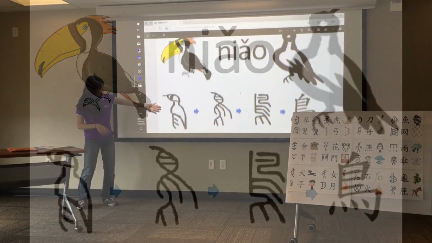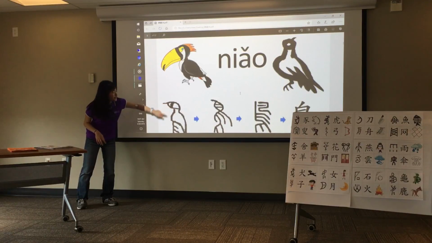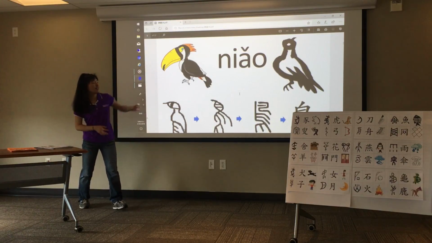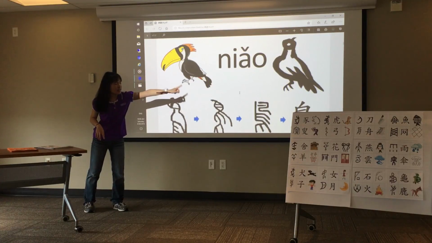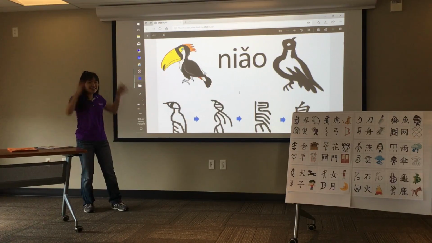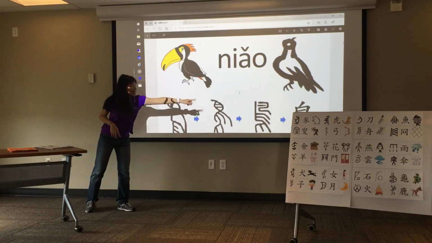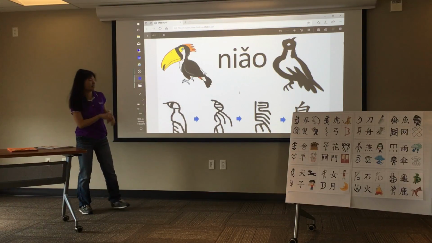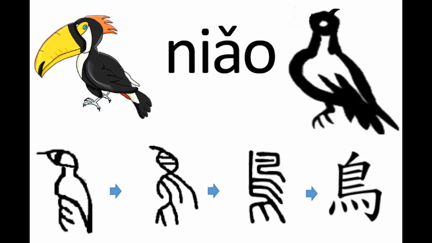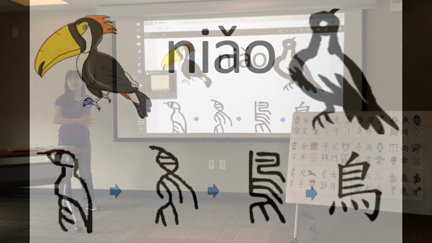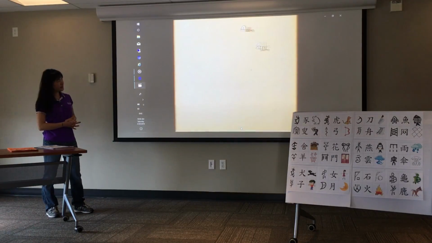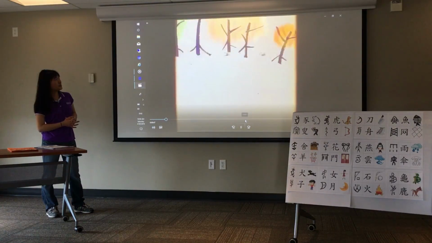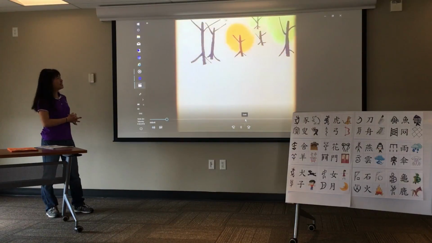So this is how a bird came about. That's the head, that's the body, that's the tail, and those are the claws. Over time, the head got sort of turned up. So now that line on the top, you can think of it as a beak or a head plumage. That's the head, and that's the tail with the claws on the bottom. And this is the word for a bird, and it's pronounced niao. Niao. Yes. And the bird is flying through the leaf.